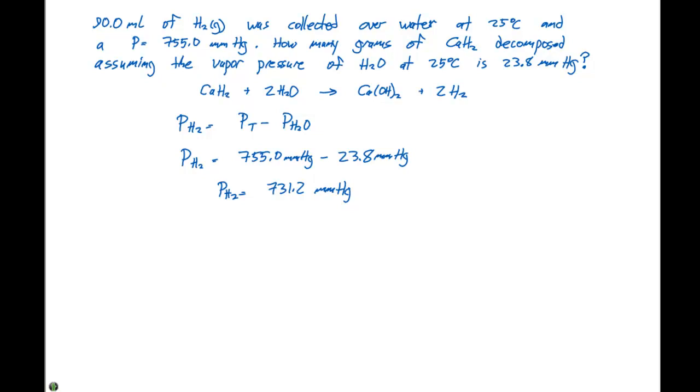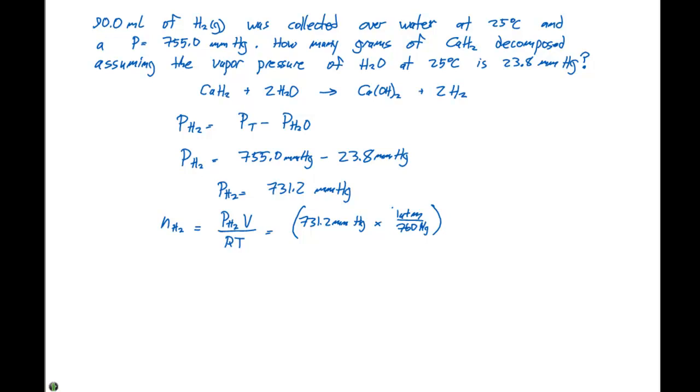Now we need to figure out how many grams of this compound decomposed. So we need to go from pressure to moles, which we can do with the ideal gas equation. If we take PV equals nRT and rearrange it, the number of moles of H2 is going to equal the partial pressure of H2 times the volume divided by R times T. So this is going to be 731.2 millimeters of mercury. Remember, we need to convert that to atmospheres because that's what our constant's units are using. So 1 atmosphere is 760 millimeters of mercury.